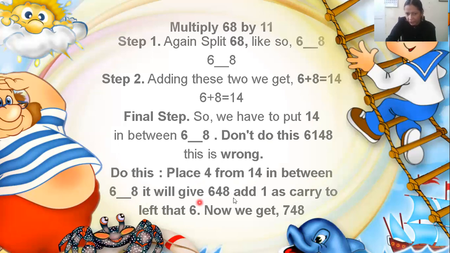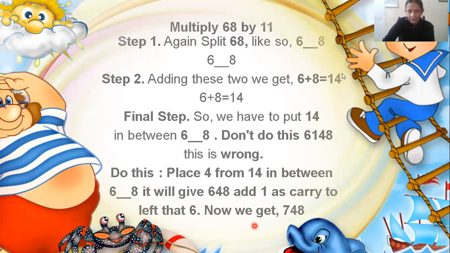So when you write it down in this fill in the blanks, with 4 placed, you will get 648. So 1 is still left. What will you do with this 1? You will carry forward this 1 and add it with this 6. So you will now get 748. Now this 748 is the final answer.